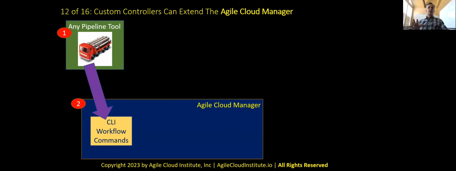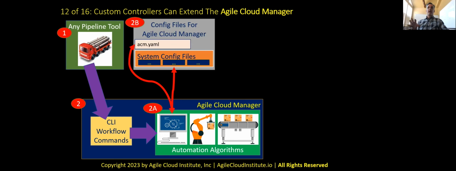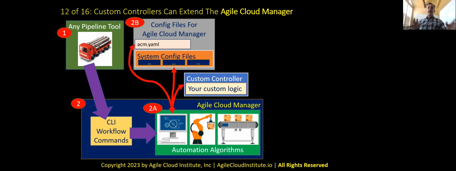The pipeline tools run command line interface commands, which trigger algorithms in the Agile Cloud Manager that rely upon configuration files that are appliance configuration files and system configuration files. And at that phase in the workflow, once the configuration files are being orchestrated by the Agile Cloud Manager's automation algorithms, that's where the controllers come in. And the Agile Cloud Manager comes with many built-in controllers for tools like Terraform, Packer, CloudFormation, and ARM templates.